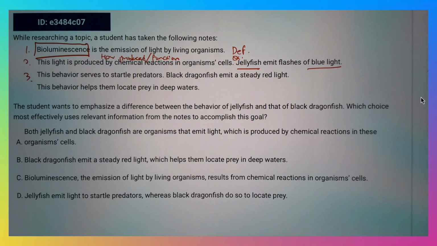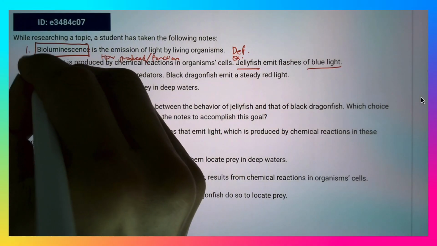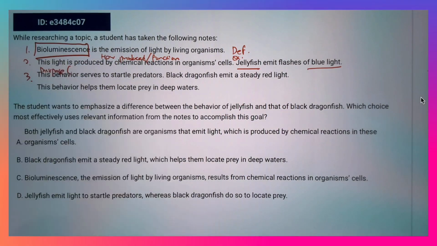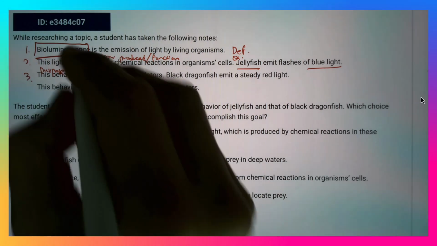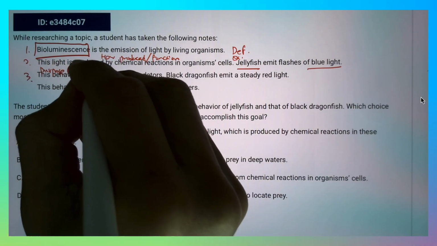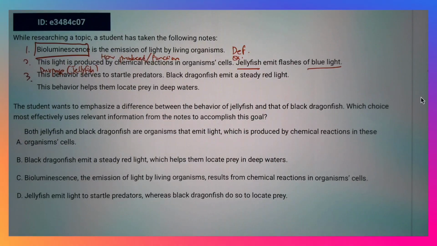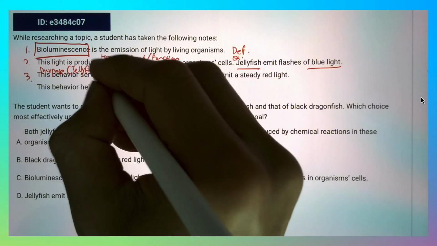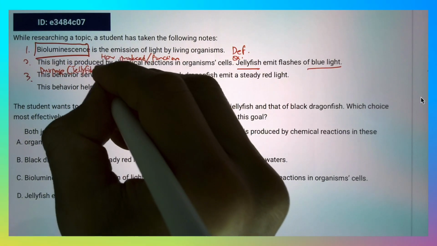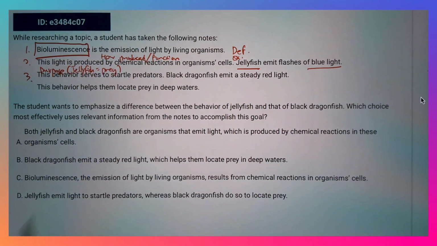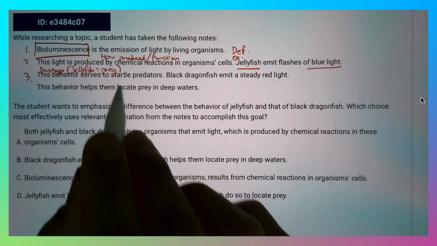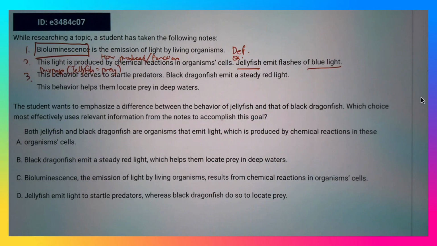And line number 3, this behavior serves to startle predators. Oh, okay, so this is a purpose by the jellyfish. So based on this context, we can see that jellyfish is a prey, right? Because it wants to startle, surprise predators, those that eat. Black dragonfish emit a steady red light.